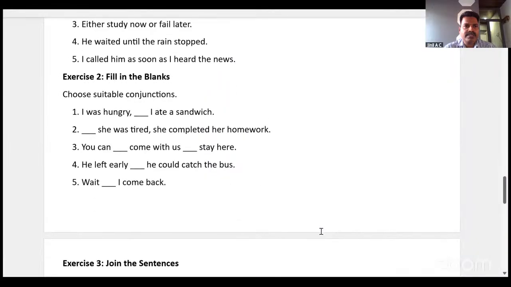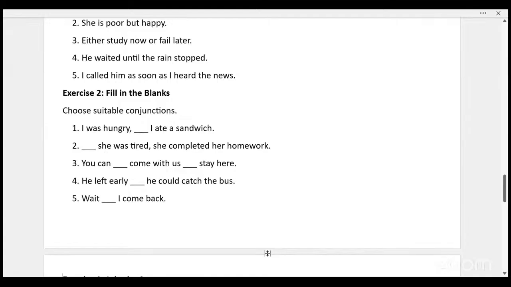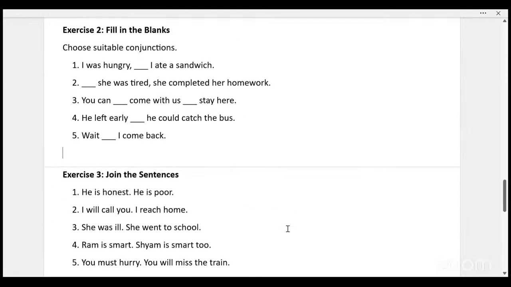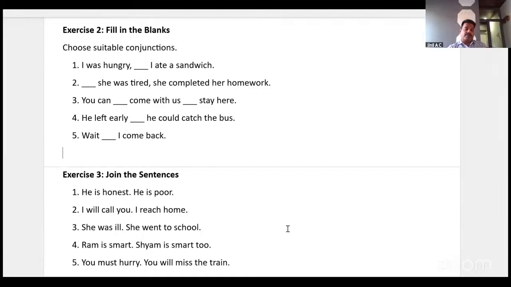So what is this? He left early, dash, he could catch the bus. So why did he leave early? So that he could catch the bus. Yes, great. So he left early so that he could catch the bus.